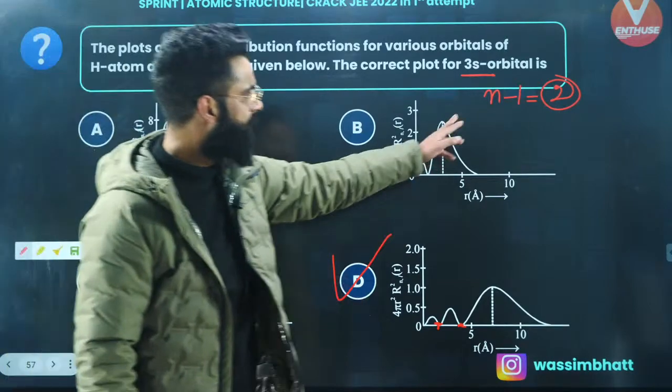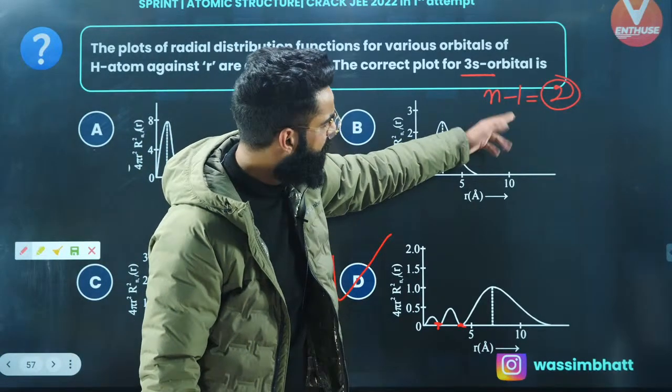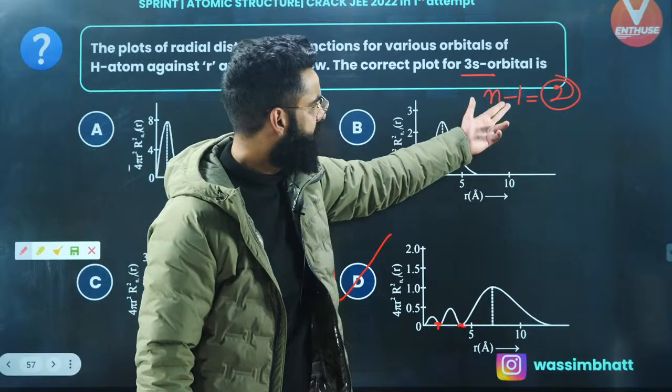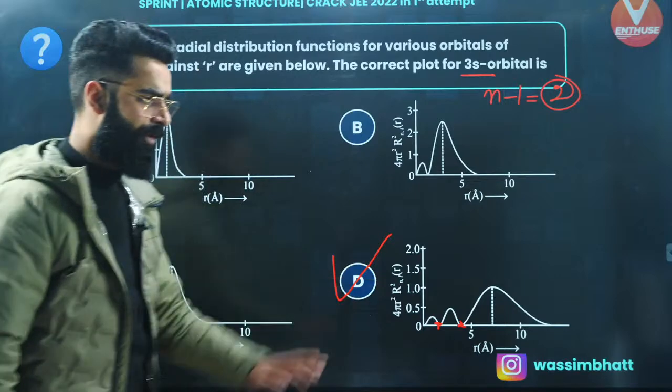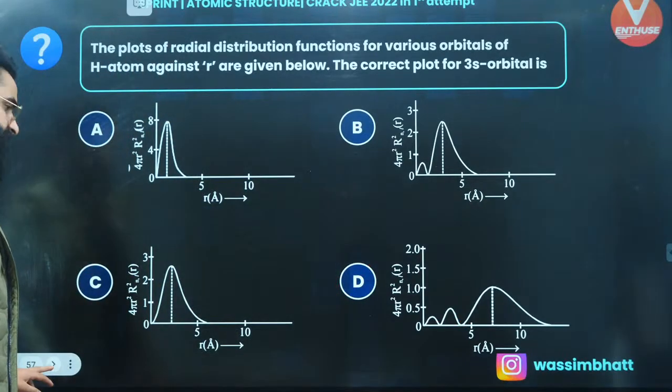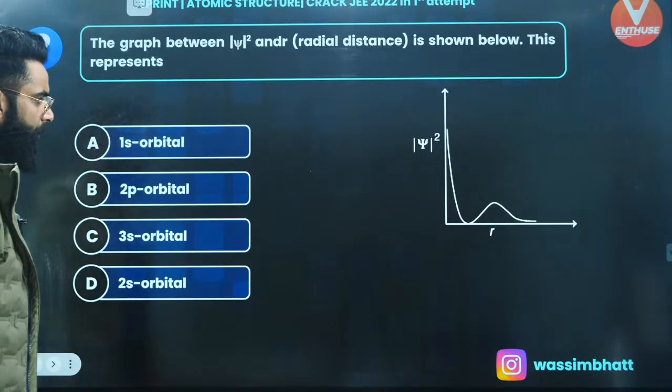Perfect. n minus 1, right? Total number of nodes in case of 3s is going to be n minus 1. So 3 minus 1 comes out to be 2. So there are 2 nodes which are shown by only the fourth curve. So the fourth is the one which is valid for 3s.